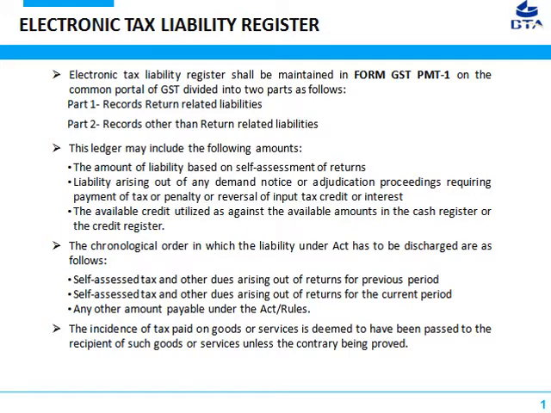The order in which dues under the Act shall be discharged is prescribed. Firstly, the self-assessed tax related to returns of previous tax periods is discharged, followed by tax dues related to the return of the current tax period, and then any other amount payable under the Act will be discharged.